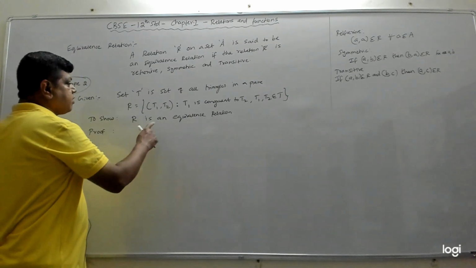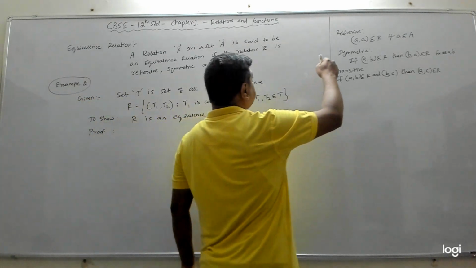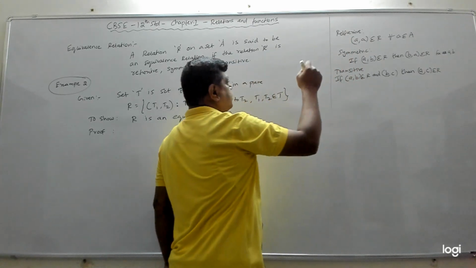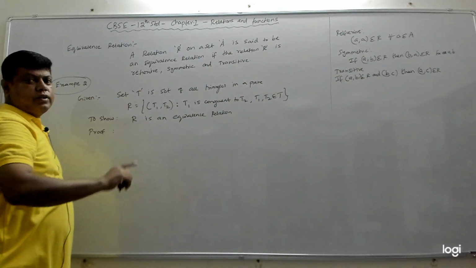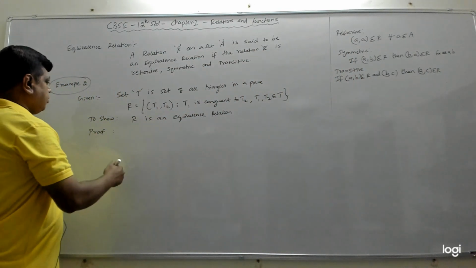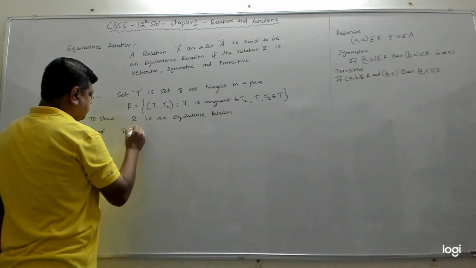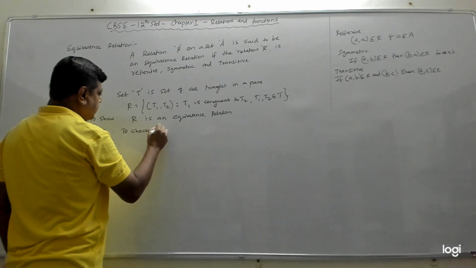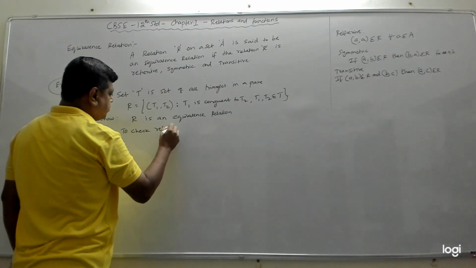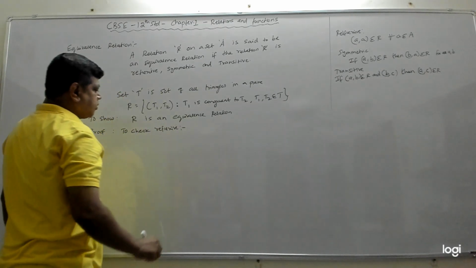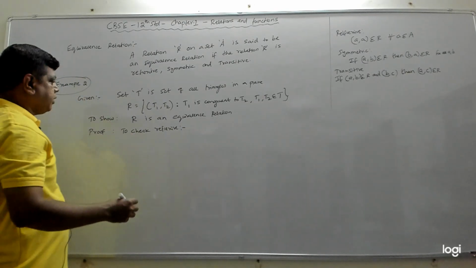Now to prove R is an equivalence relation, R has to be reflexive, symmetric and transitive, which means we need to check all these three conditions, right? So the first one is, we'll check reflexive, or to prove reflexive.